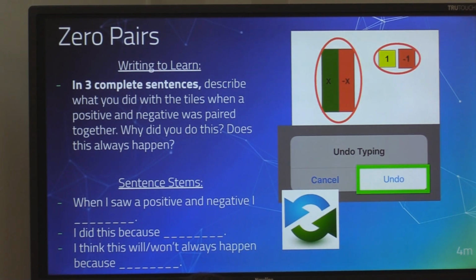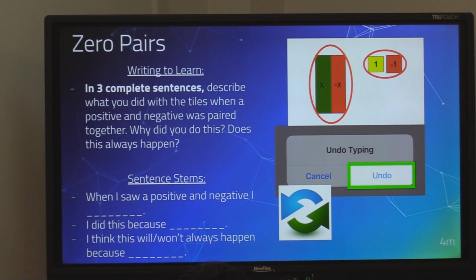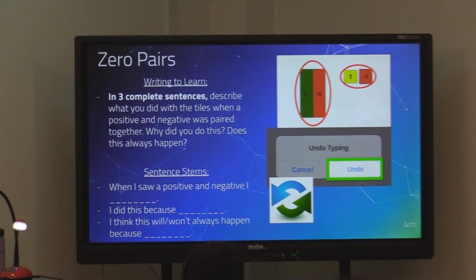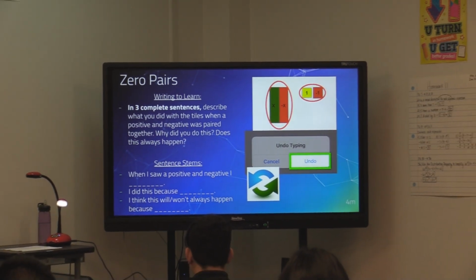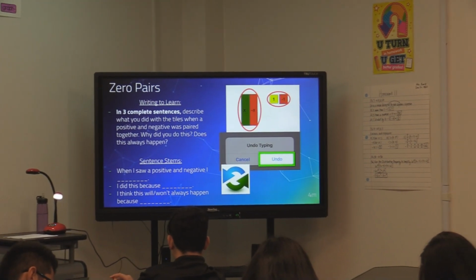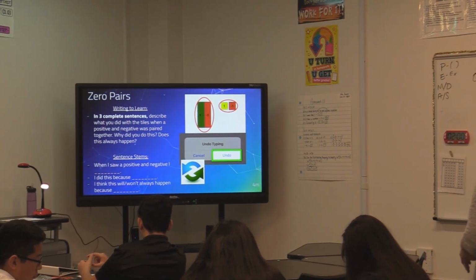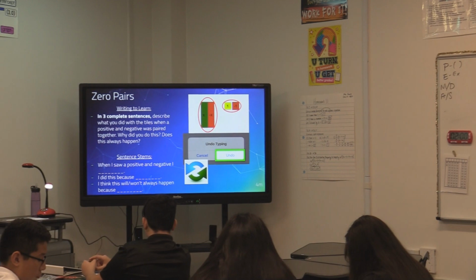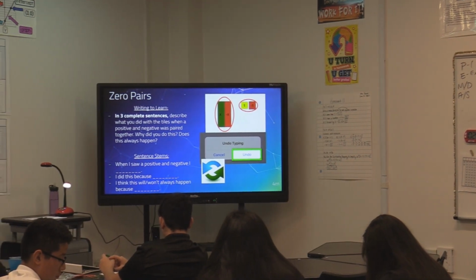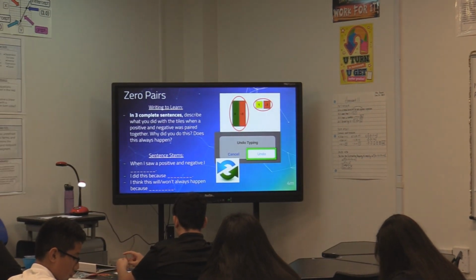Sentence stems, right? So there's no excuse for not writing in complete sentences because I have sentence stems up there. When I saw a positive and negative, I did blank. I did this because blank. I think this will or this won't always happen because. Remember to always justify your conjectures, okay? So I'm going to give you guys 4 minutes to write.